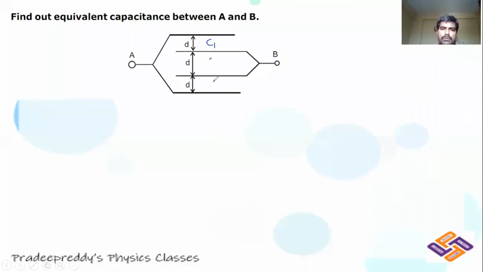Second one, it is C2. Third one, it is C3. And all the capacitors' area is the same and distance is also the same. Therefore, C1 is equal to C2 is equal to C3 is equal to epsilon naught A divided by D. Because these are parallel plates, capacity of a parallel plate is equal to epsilon naught A by D. All are parallel plate capacitors. Therefore, for these capacities, it will be epsilon naught A by D.